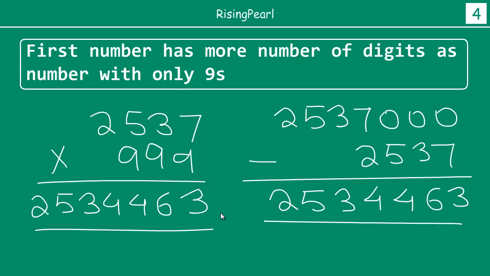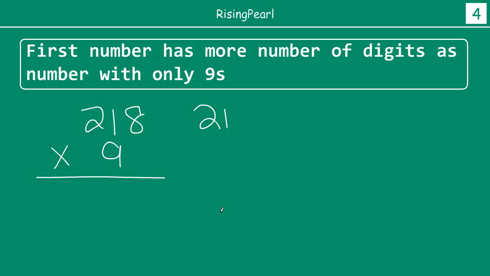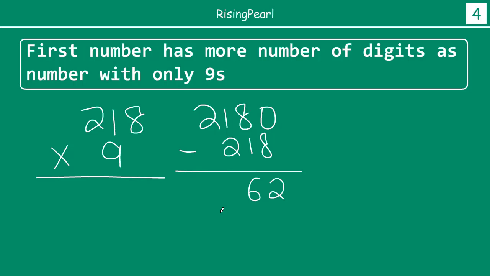Maybe let's take one more before we wrap up this video. How about a couple of them. So let's say 218 times, how about we do just 9. So this will be simply 2180 minus 218. So if we do this, we will have 2, 7, this will be 6, and then 1 goes over there, so this will be 8 and 1. So this will be 1862.